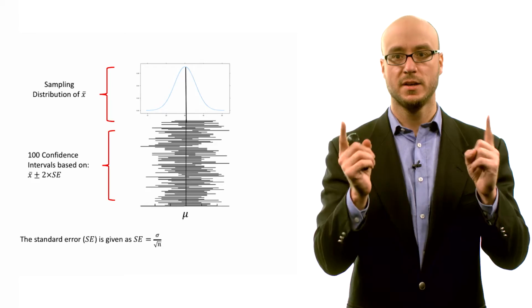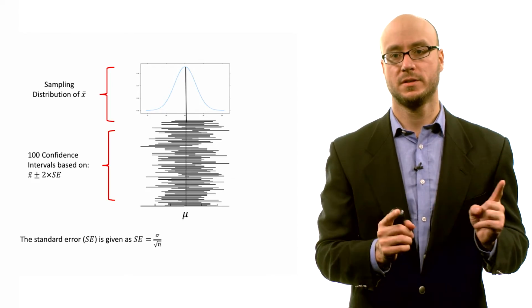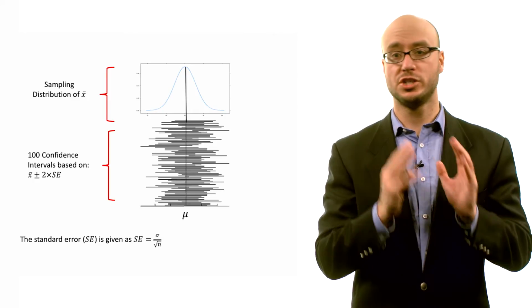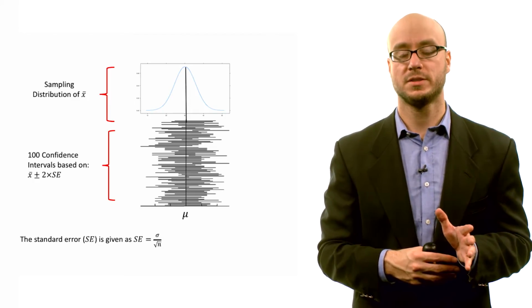In this case, we're just assuming that we know the standard error. We assume we know the population standard deviation, and we divide by the square root of n. But the key point is that we have not only 100 point estimates, but we have 100 point estimates plus 2 times the standard error and minus 2 times the standard error. So we have this range of plausible values, these interval estimates. And you can see those interval estimates are bouncing around, just like the point estimates bounce around.